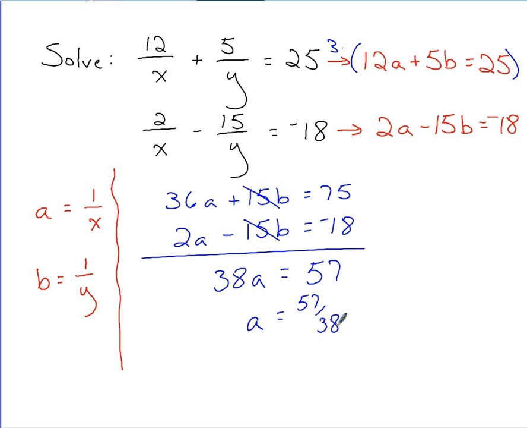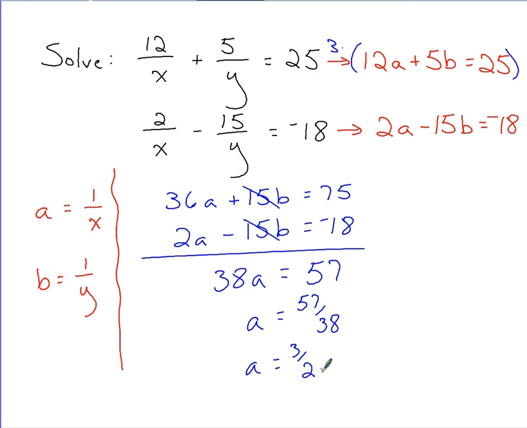Fantastic. Let's see, is that going to reduce? What does it reduce to? Yeah, it's 3 halves. I was going to say, yeah, 19 goes into both, doesn't it? You divide it and it goes. Yeah, 19 goes in. Good. So a is 3 halves. All right, so we've got what a is.